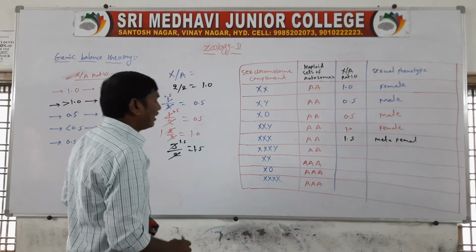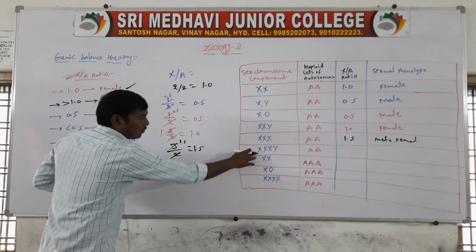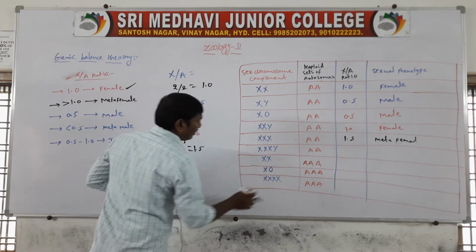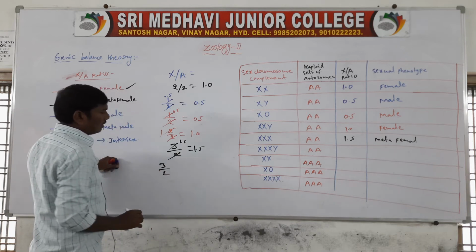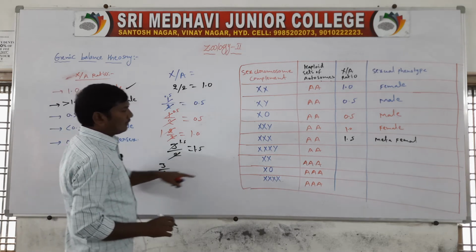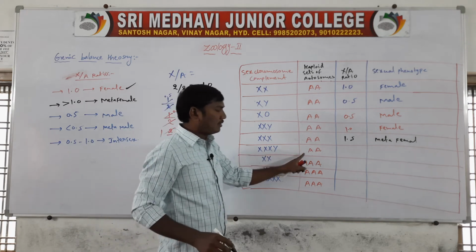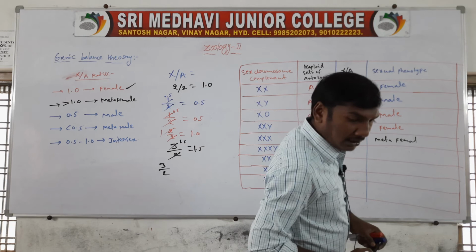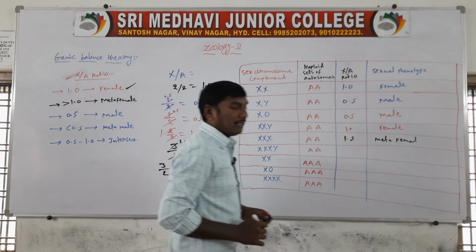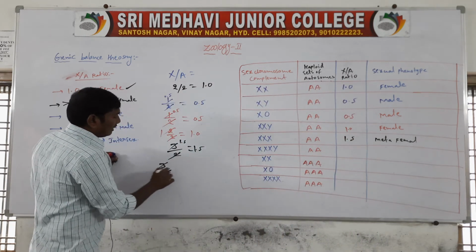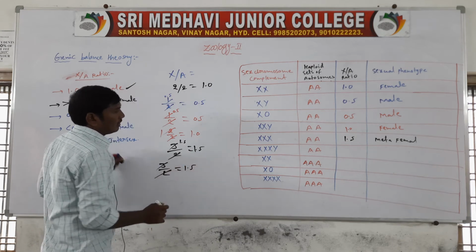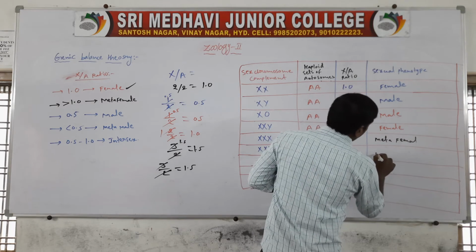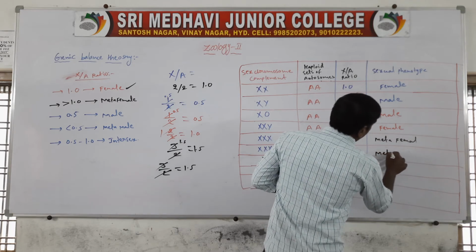Next, the number of X chromosomes is 3 and the number of autosomes is 2, so 3 by 2 is equal to 1.5. So the ratio is 1.5, and they are called meta female.